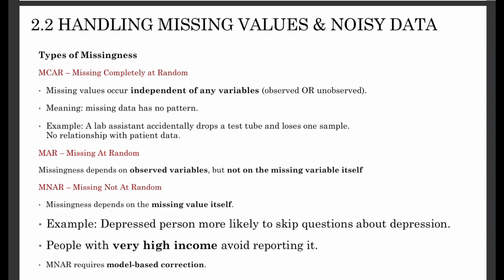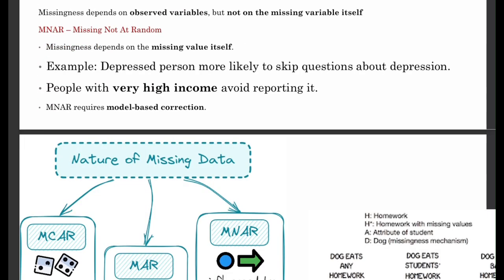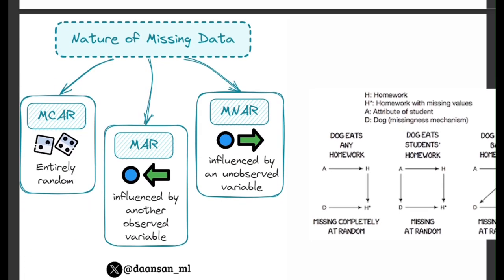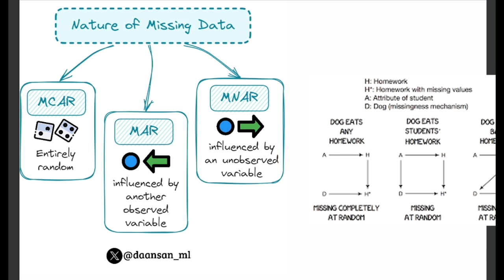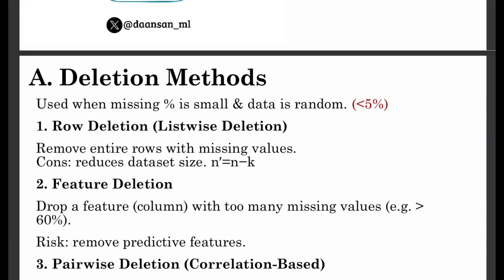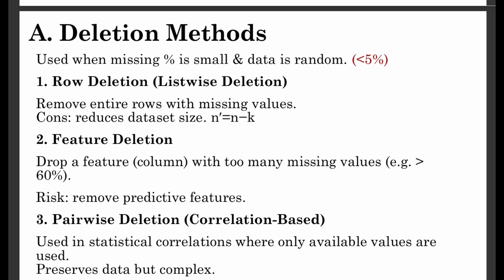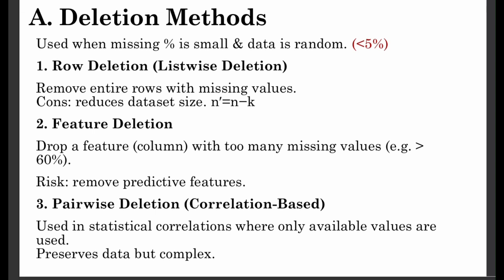Now, let's look at the first major category of strategies for handling missing values: deletion methods. These are used when the percentage of missing data is small, typically less than 5%, and the data is missing at random. Method 1: row deletion, also called list-wise deletion. Remove entire rows that contain missing values. The advantage is simplicity. The disadvantage is that it reduces your dataset size.